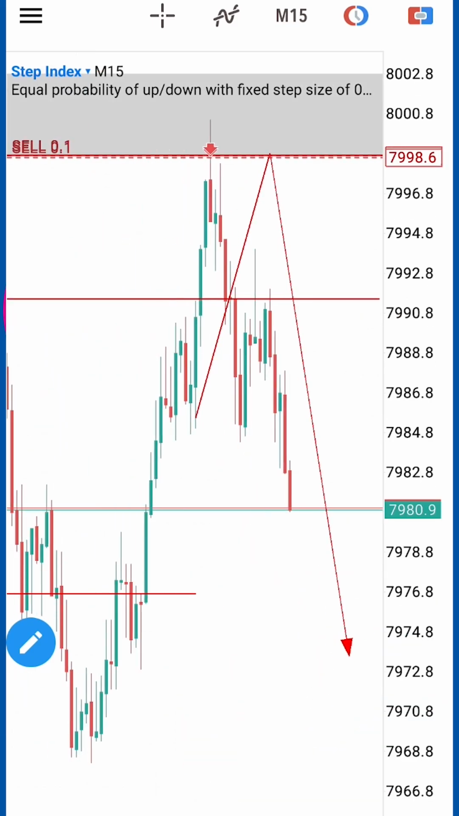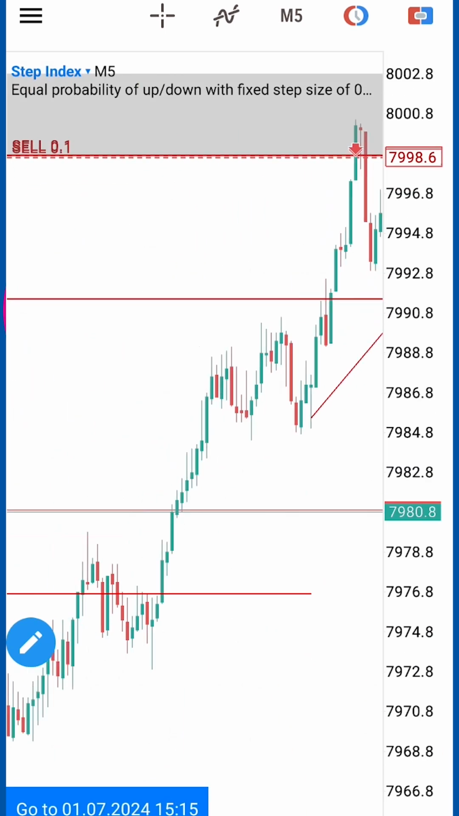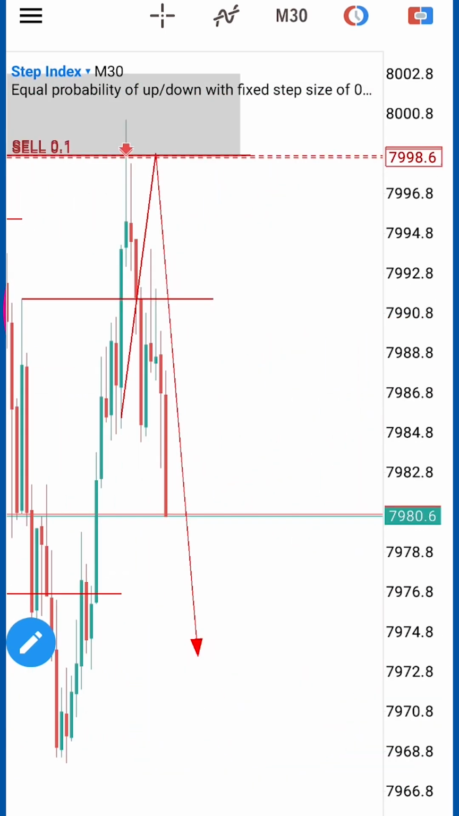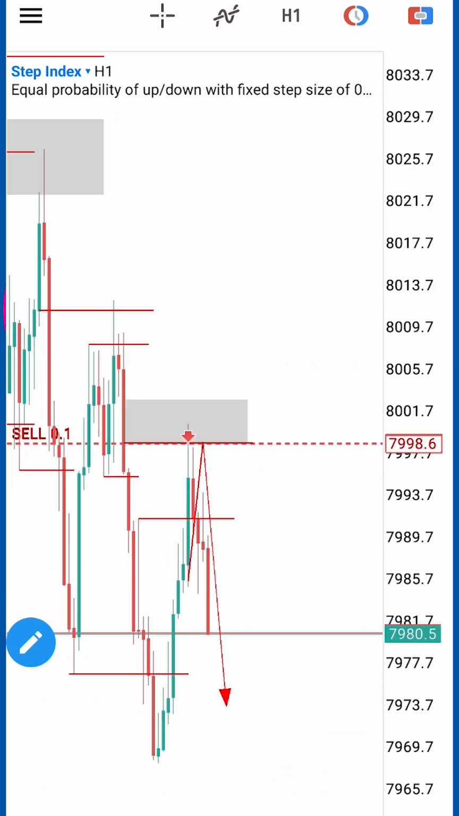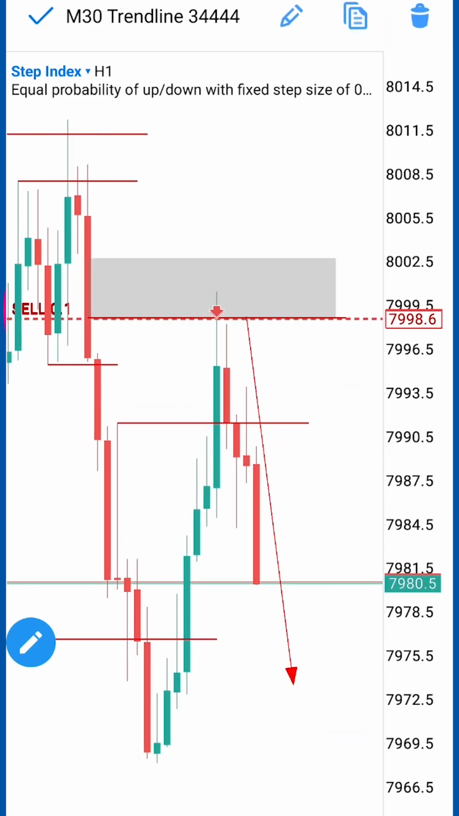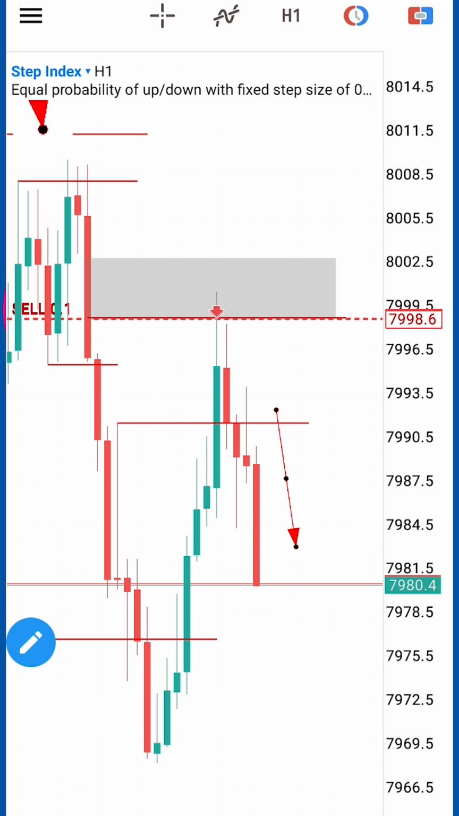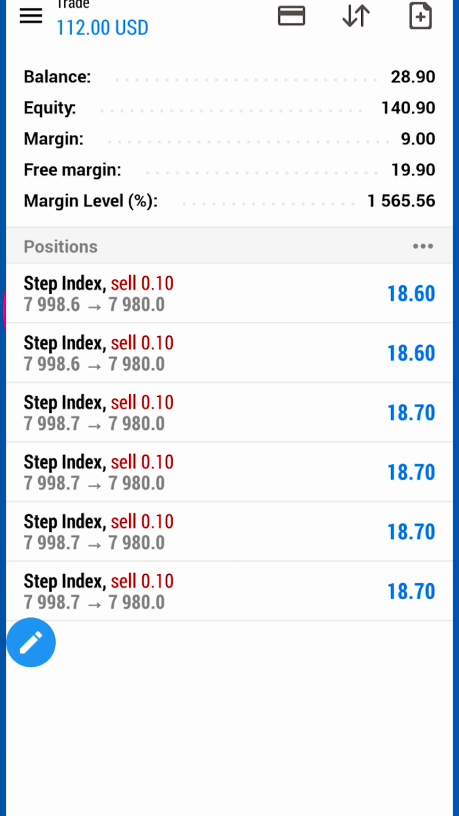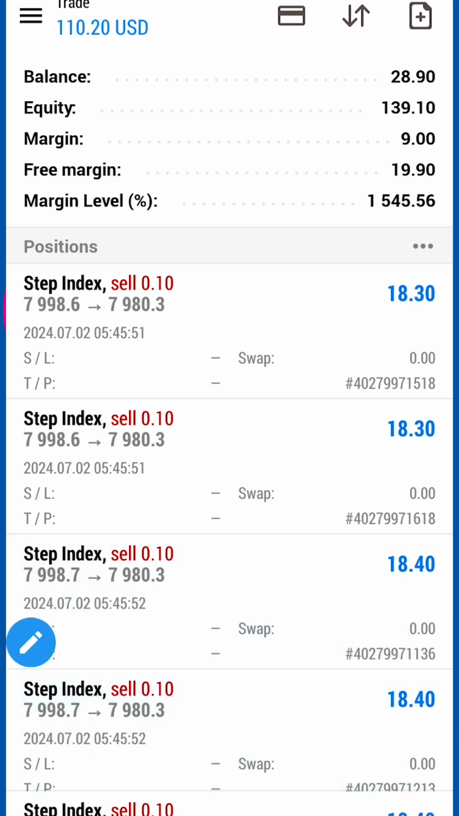Now, this is afterwards. You can tell price did not waste a single moment at our entry level. It just tapped and then it plummeted down. And of course, we're in a good amount of profit. I would have loved to keep it running, but I don't have patience again.